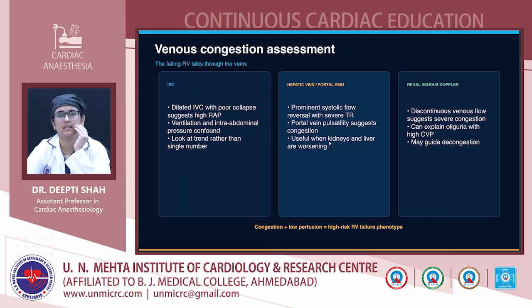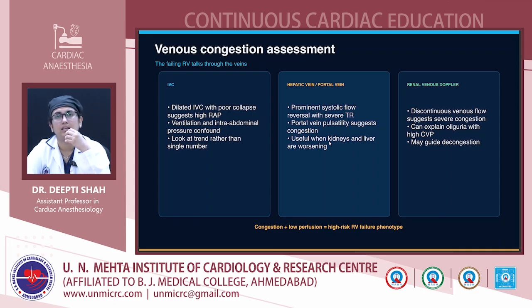Till now we have been looking at the forward flow, whether there is successful forward flow or not. Now, through these parameters we will see whether adequate venous decongestion is happening or not. What is the easiest measure that we see in the ICU? Usually we measure the IVC. A dilated IVC with poor collapsibility points towards high RA pressures. However, the drawback is that it is confounded by ventilation and intra-abdominal pressures. Hence, we need to look at the trends rather than a single number.